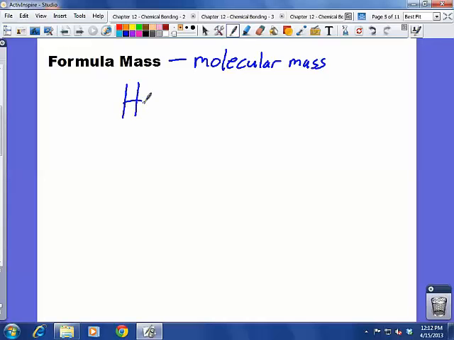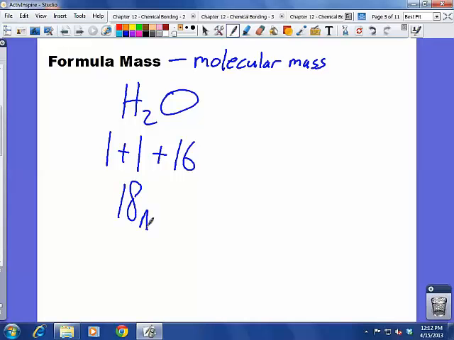So if I look at something like water, what's the atomic mass of hydrogen? About 1. We have 2 of them. What's the atomic mass of oxygen? About 16. So that means that the formula mass or the molecular mass of water is just 18 atomic mass units. Now your book might just use a U instead of AMU, but both of them are telling the same thing. So the mass of water is 18 AMUs.